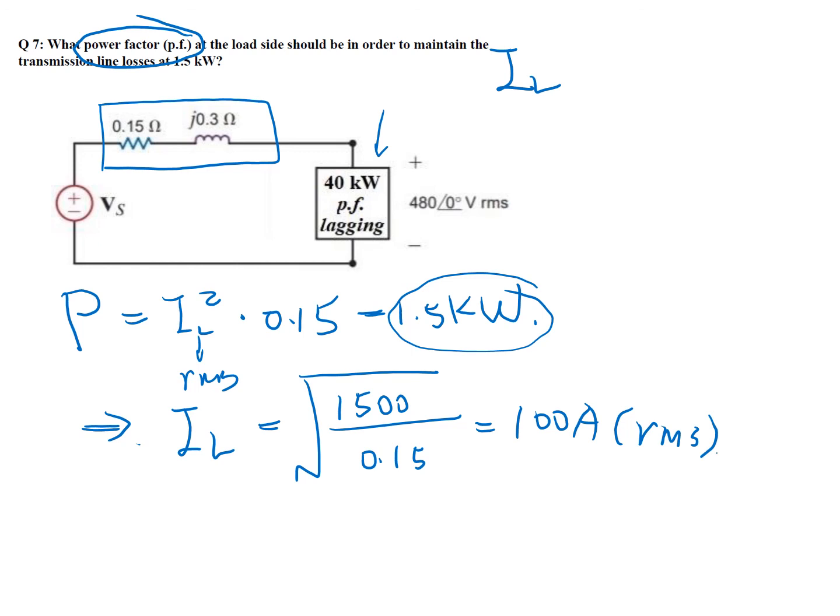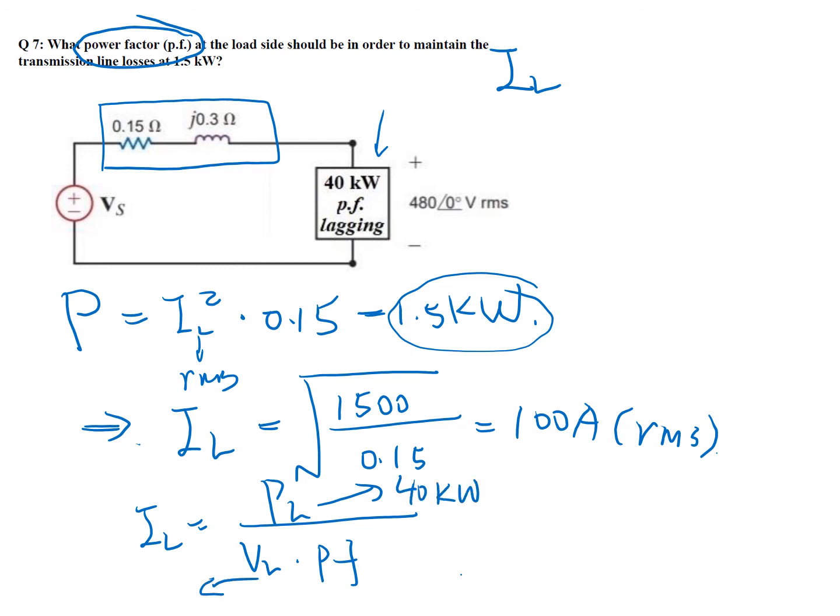Well, to find the power factor, we know that IL can be calculated as PL over VL times PF. So here, you know that the power is 40 kilowatts, VL is 480 root mean square value, and we know the current. So it's very easy to find that the PF is equal to 0.833.